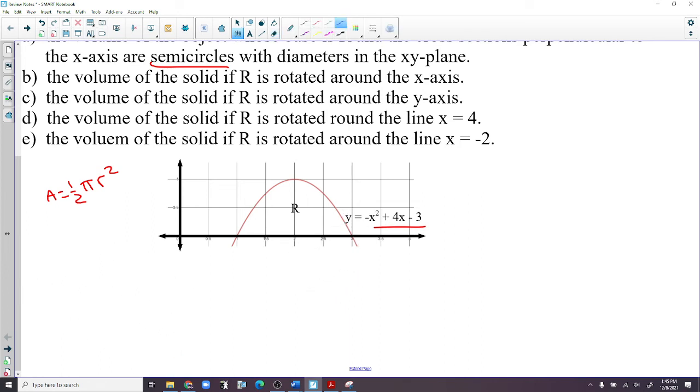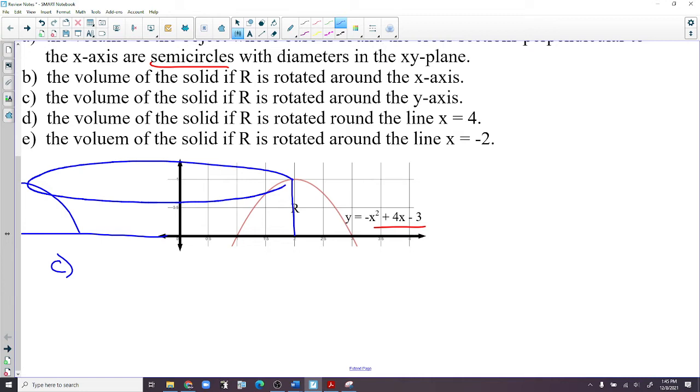All right. C. The volume of the solid if R is rotated around the y-axis. Let's erase this. Oh, I guess the parabola about the y-axis. So that's probably over here somewhere. It's kind of going off the screen. Rotate this all the way around. So there's the other edge, roughly, of the cylinder.